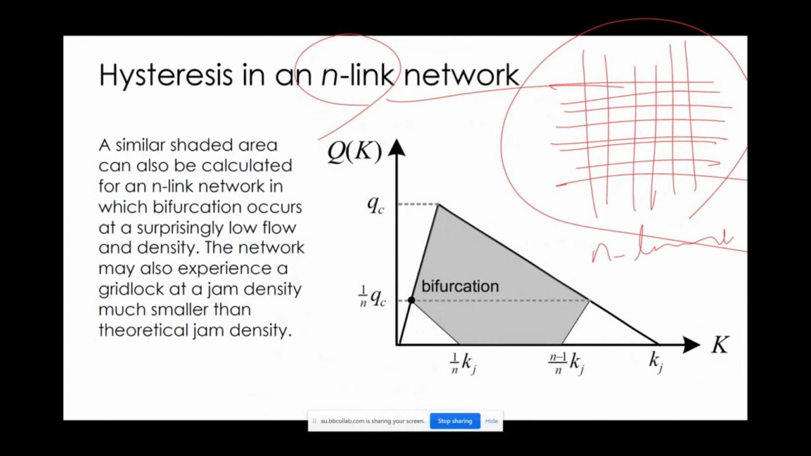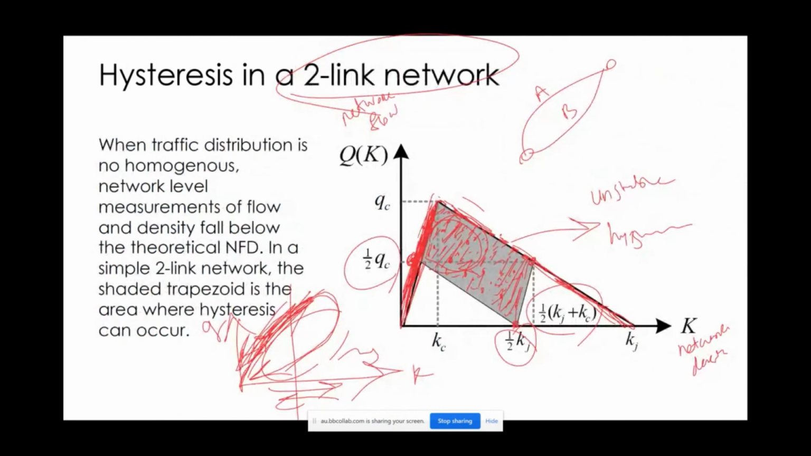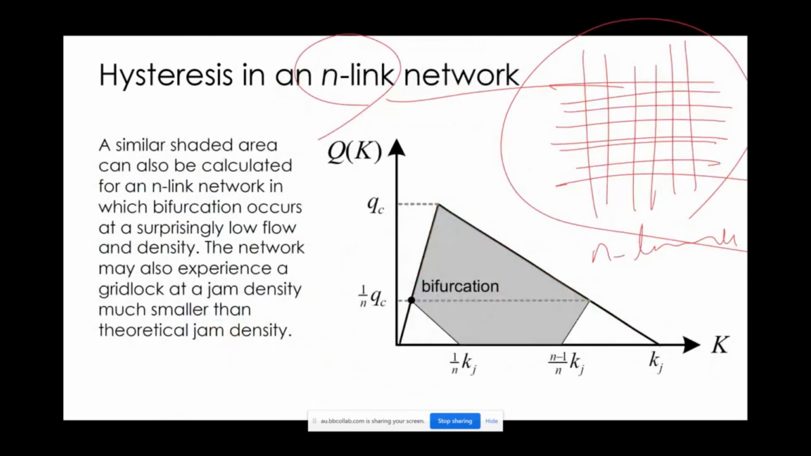So this is a network with n links, and you can see that the trapezoid is the polygon that we had here. The size of that polygon has enlarged, and now we have a larger shaded area, and you can see that now we have a more general calculation of the corner points of this polygon.